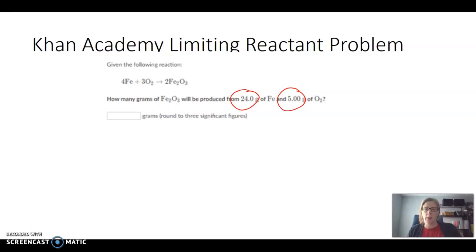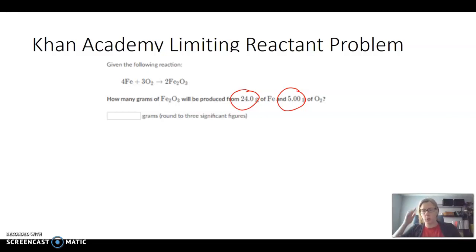It's Mrs. Westmoreland, and I don't love the way Khan Academy explains limiting reactant stoichiometry, so I thought I would talk you through an example that actually comes from the Khan Academy practice test. So first, we need to know that it's a limiting reactant problem, and an easy way to tell that is what I've circled there in red. You'll be given two measurements or two numbers.